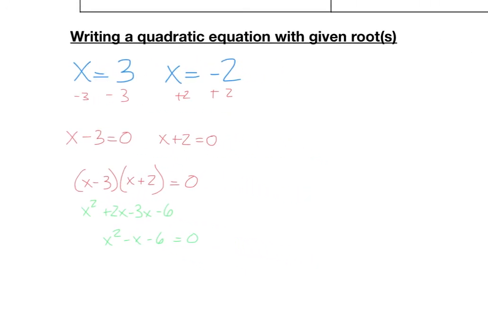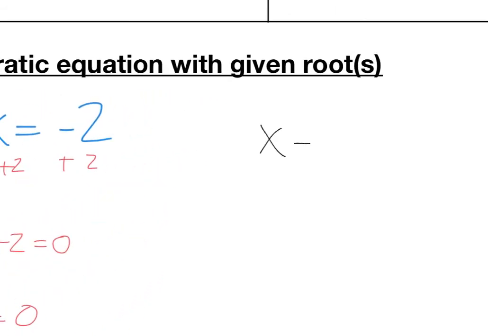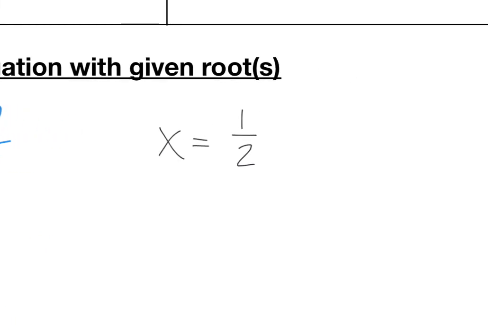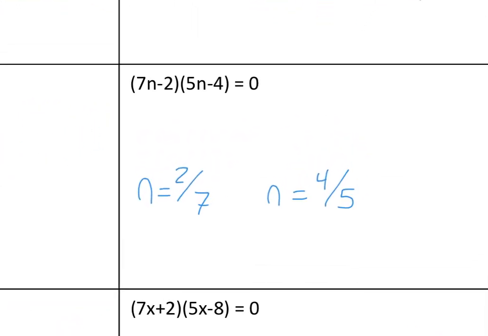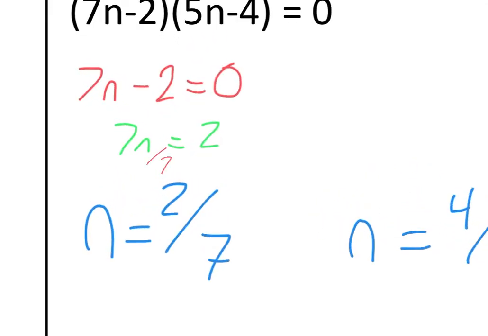You can even do this with fractions, to where if I gave us that x is equal to 1/2 and x is equal to 2/3, what we'd want to do is a similar concept, except as you may have noticed, up here, none of the factors ever have fractions in them. So like this one here, if I write the work out for this one, when I solve 7n minus 2 is equal to 0, we add 2 to both sides and then divide by 7. So when we're working backwards through this process, we'll do a very similar thing.